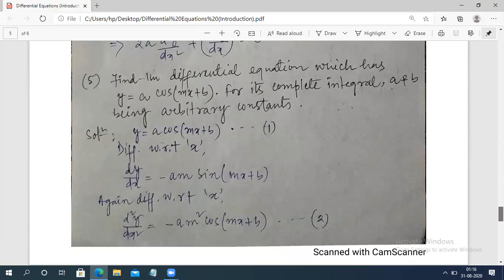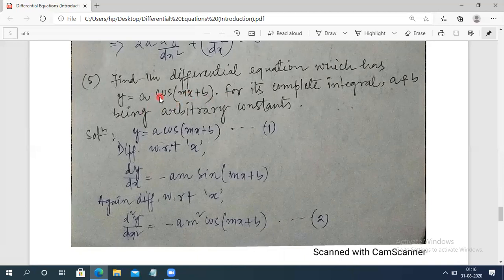And the next, question number 5: find the differential equation which has y equal to a cos(mx plus b) for its complete integral, a and b being arbitrary constants. So this is the solution, and you have to find the differential equation whose solution is this.